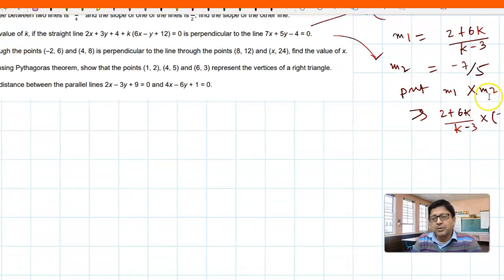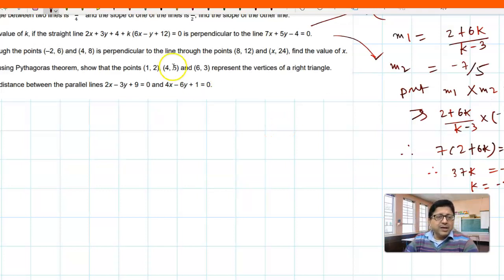So let us solve for the value of k from here. Minus minus cancels, 7 into 2 plus 6k equals 5 into k minus 3. Therefore 42 minus 5k, that is 37k, equals minus 15 minus 14, minus 29. So k is going to be minus 29 by 37.